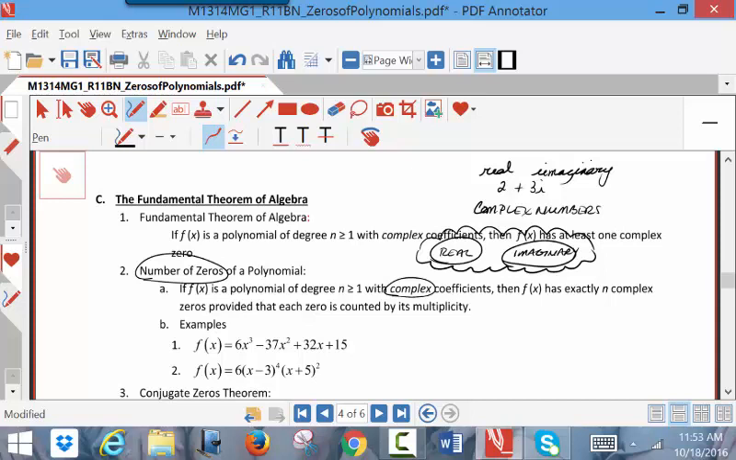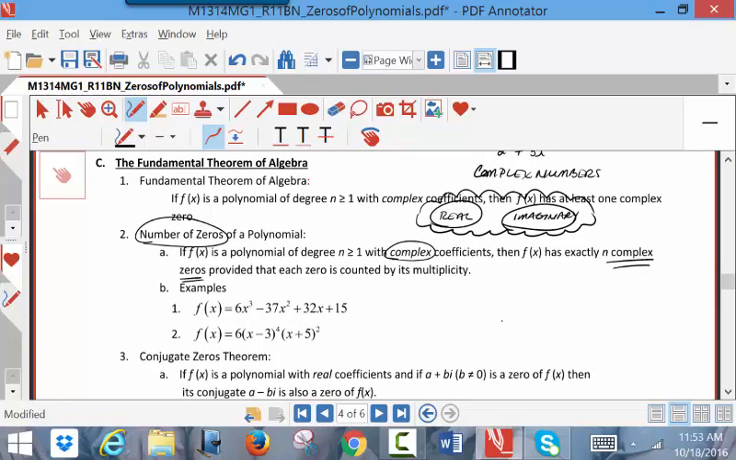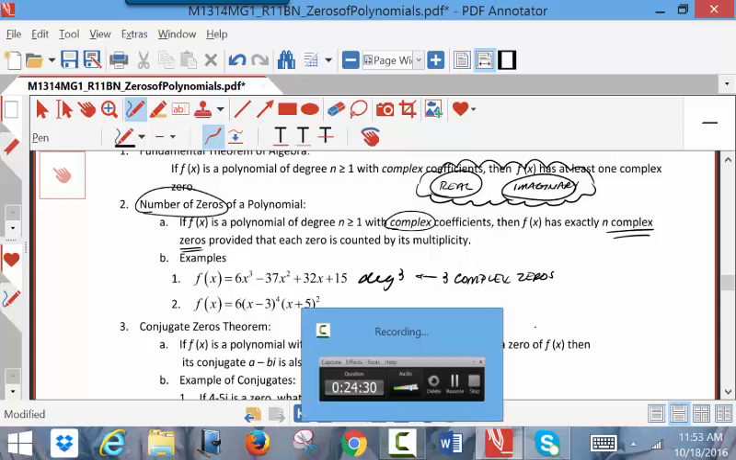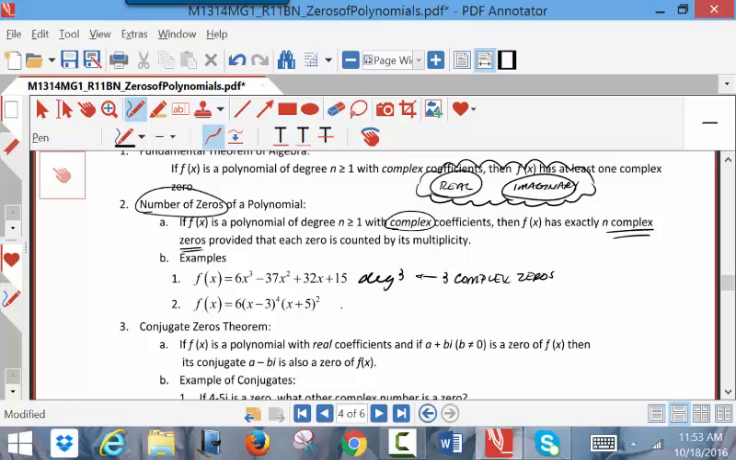So it says if we're working with complex numbers and complex zeros, then the degree of the polynomial will tell me how many zeros I have. So if I have a degree of 3, I will have 3 complex zeros. Now we do have to include multiplicity when we do this, but we're going to come up with 3 complex zeros. What is the degree of this f of x in number 2 here?